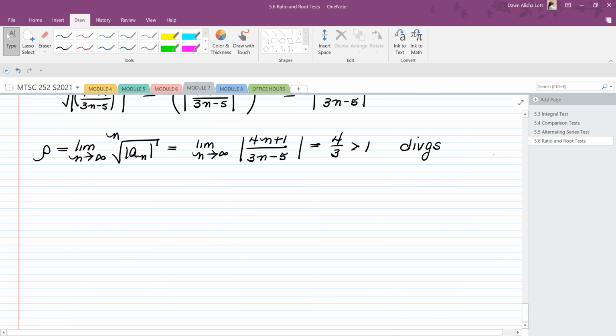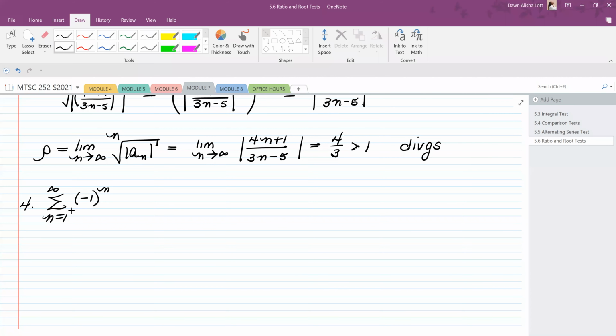All right. Sum n equals 1 to infinity of (minus 1) to the n divided by n to the 1 plus n. Oh, this is beautiful. Beautiful, beautiful problem. Okay. So I'm going to use the root test on this as well.